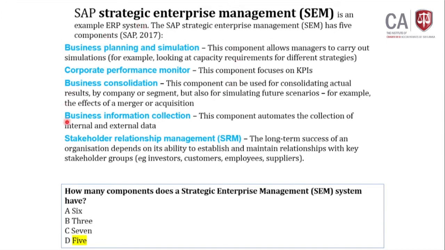So, these are the five components mainly discussed in this chapter about strategic enterprise management. As an example question, they may ask, how many components does the strategic enterprise management system have? How many? 1, 2, 3, 4, 5. So, it's about these 5. But in the next question paper, if they ask which one is the correct component of the strategic enterprise management, such as stakeholder relationship management, they will give one correct answer and also some wrong answers. So, you have to select the best answer. Likewise, you can create your own questions by looking at these details, right?